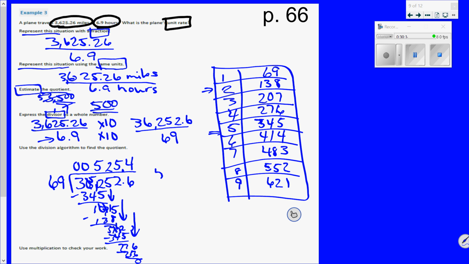So what was our answer? 525 and 4/10 miles per hour. Was that close to our estimate? Very close, actually. So we said it was going to be around 500, 525, just over it. So all those things go together? What's wrong, Jayla? Any questions on any pieces of this? Okay, go ahead and turn the page.